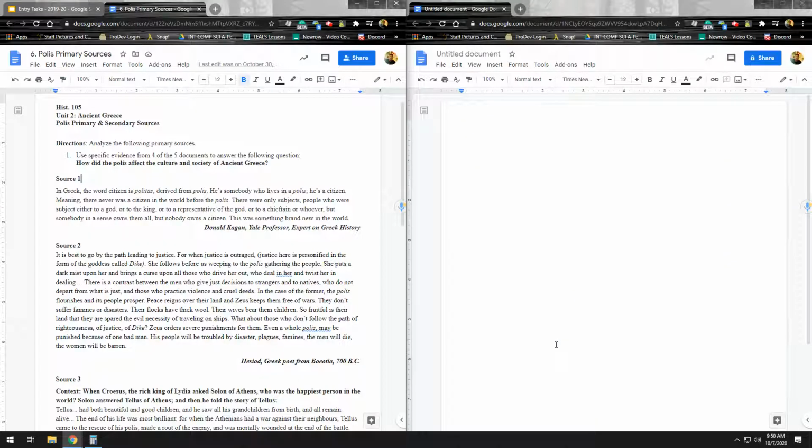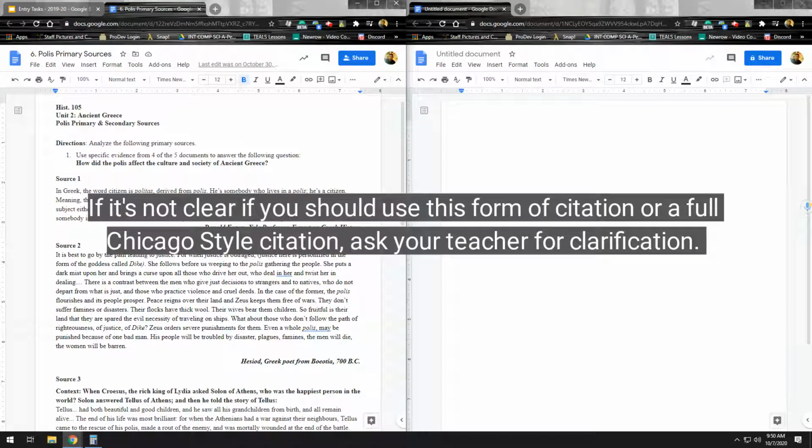The simple in-text citations are the kind of citations you'll use when the teacher gives you the source. Usually they'll be identified with something like source 1, or I might say document 1. That will be the clear signal that you will be using this shorthand form of citations.